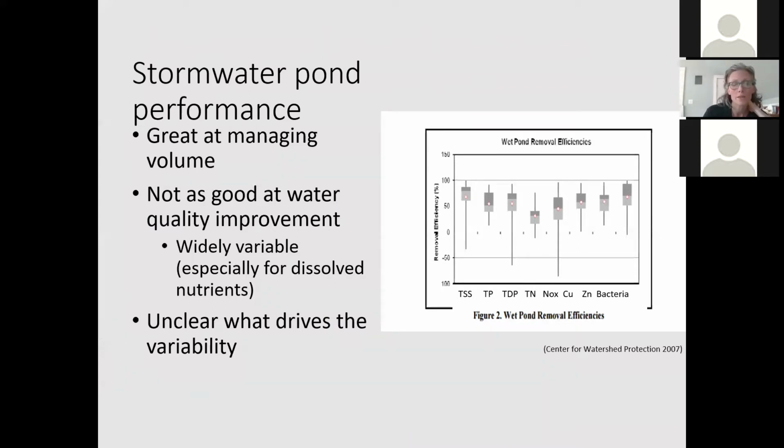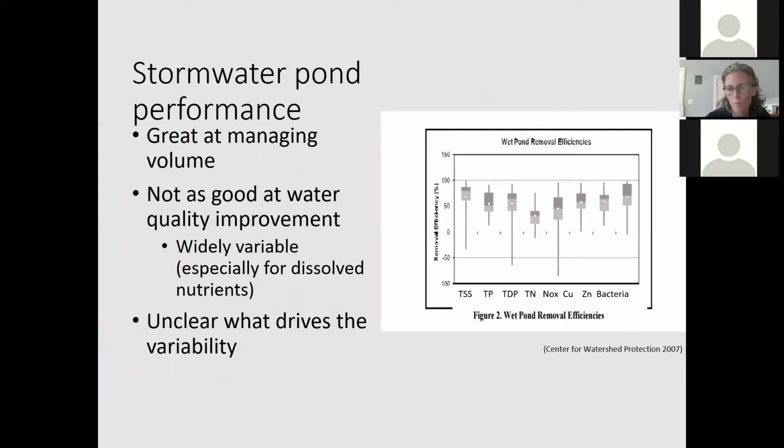But there's a couple of things that are interesting about this graph that you should see on your screen right now. This is a summary of several reports that the Center for Watershed Protection put together in 2007. And it's a bunch of studies on stormwater pond functioning and wet pond removal efficiencies. So a couple of things to note.